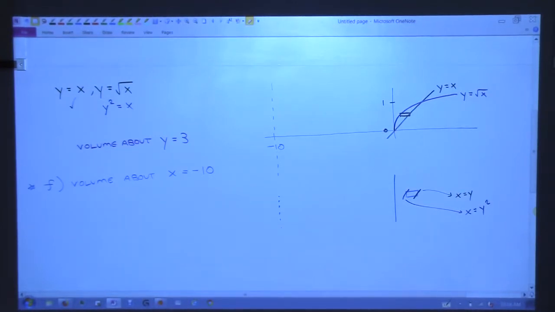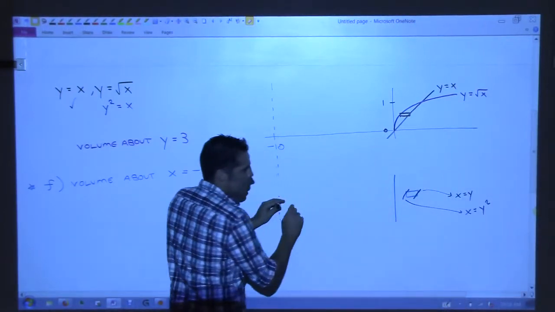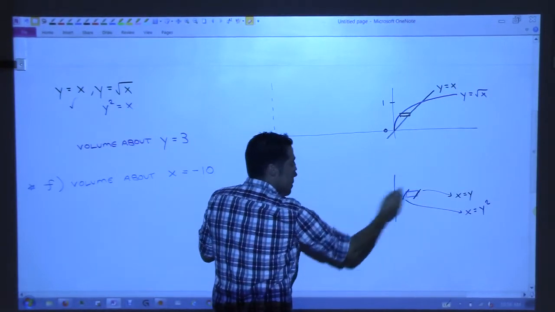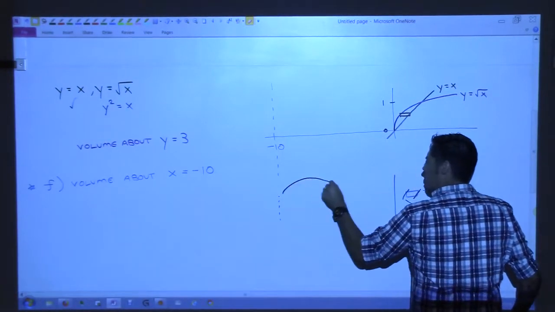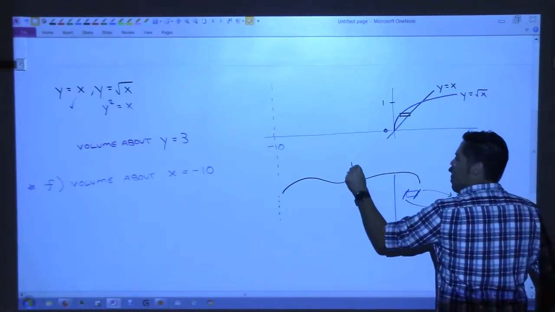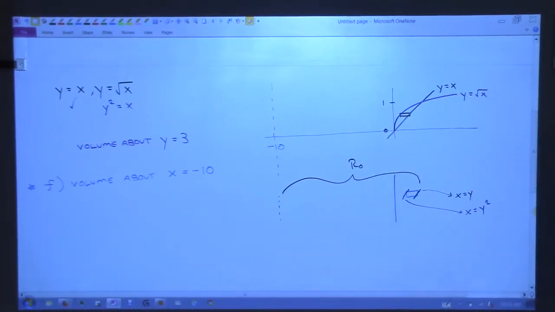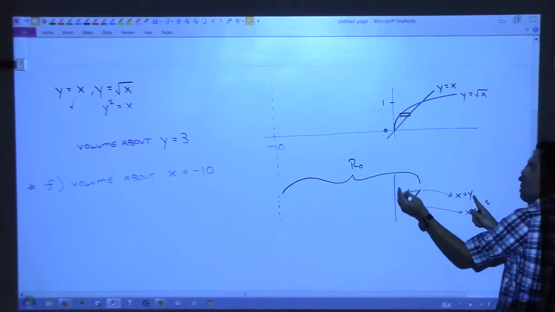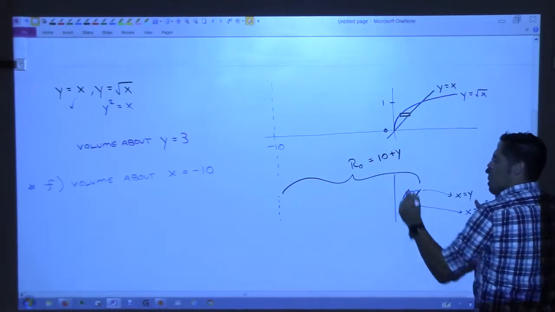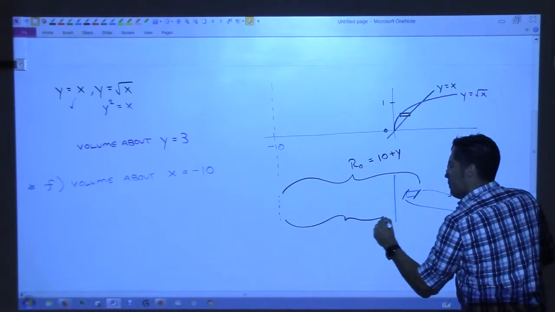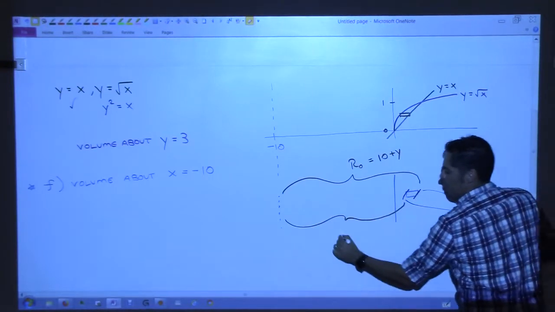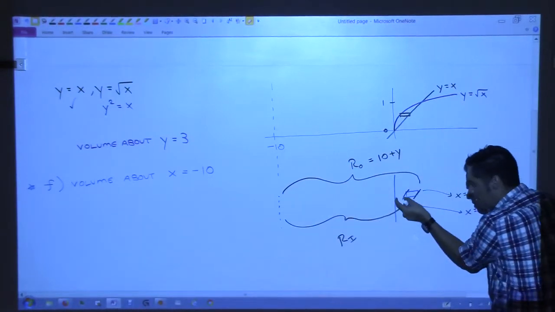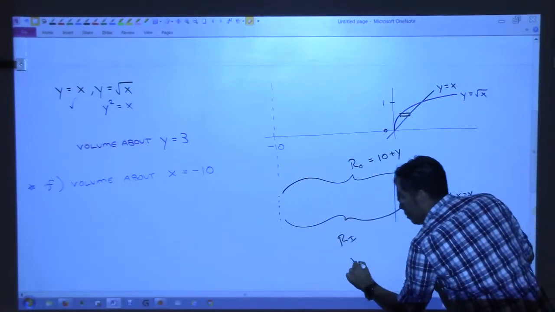Outer radius. You're standing here and looking out that direction to the far edge of the rectangle, which is out here, right? So let's see what that distance is. All the way to there. That's R_O. What is it? It's 10 plus that distance, and that distance is y. So this is 10 plus y. And then the R inner, which goes to that edge, is again 10, this distance, plus that distance, which is y squared. So 10 plus y squared.